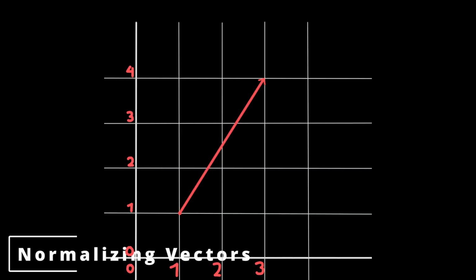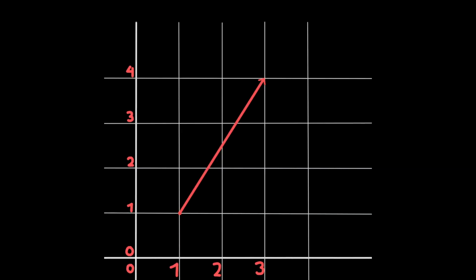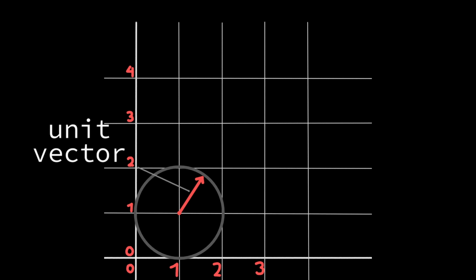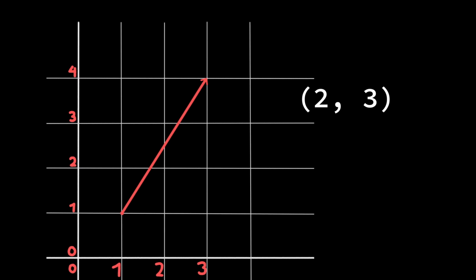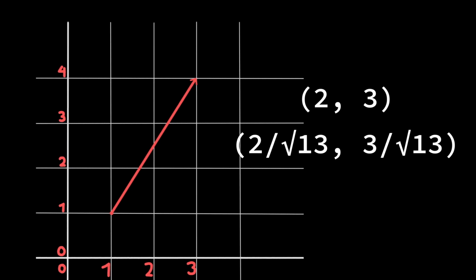But since we only wanted to show the direction, we'll normalize it. A normalized vector has a magnitude of 1 and thus can also be called a unit vector. Let's quickly go back to our initial example with a vector from 1, 1 to 3, 4. We calculated that the magnitude of this vector was the square root of 13. To normalize it, we'll divide each of its components, 2 and 3, by the square root of 13, its magnitude. So the normalized vector looks like this.